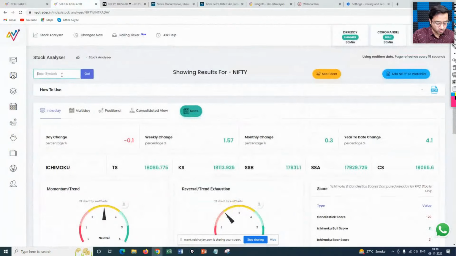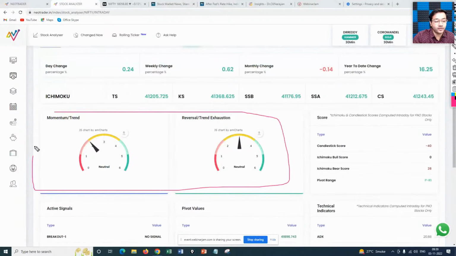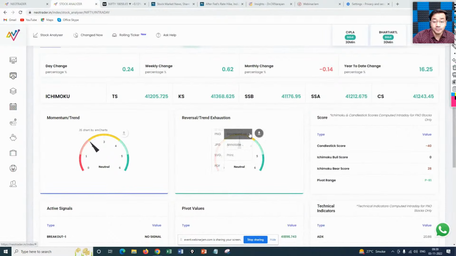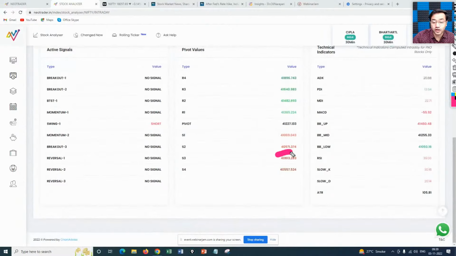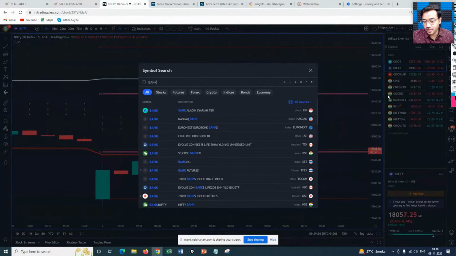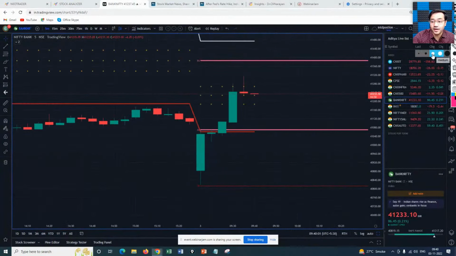Usme bhi karenge, we'll go here, we will write bank nifty and we will hit go. Aur ye ab humko mil gaya pura ka pura on the bank nifty. Bank nifty ka bhi yahi dikha raha hai ki it is neutral, not negative. Okay, it is neutral. And over here we can find our pivot levels for bank nifty: 4813 was S3 and 41069 was S1. Okay, so if I go back and search for bank nifty yahan pe hai, I can see the same thing. See, the same thing happened on the bank nifty as well.